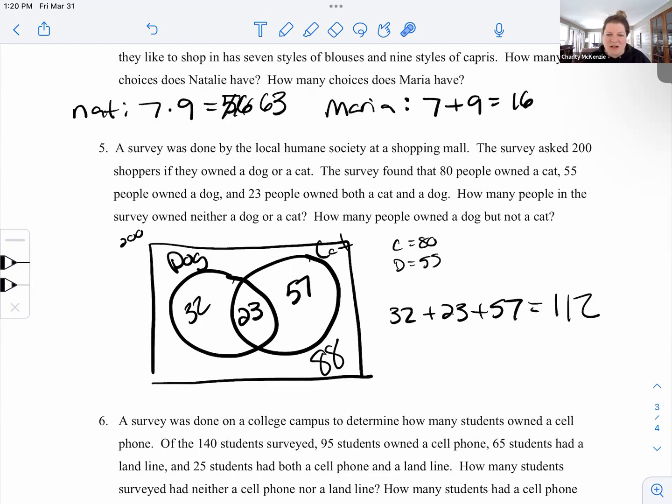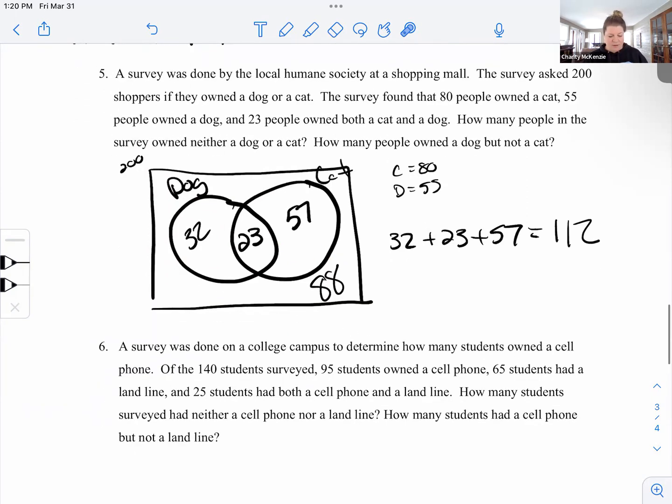How many people owned a dog but not a cat? Right here. So these are our two answers that it asked about. It could ask this one. I mean, it could ask other things as well.